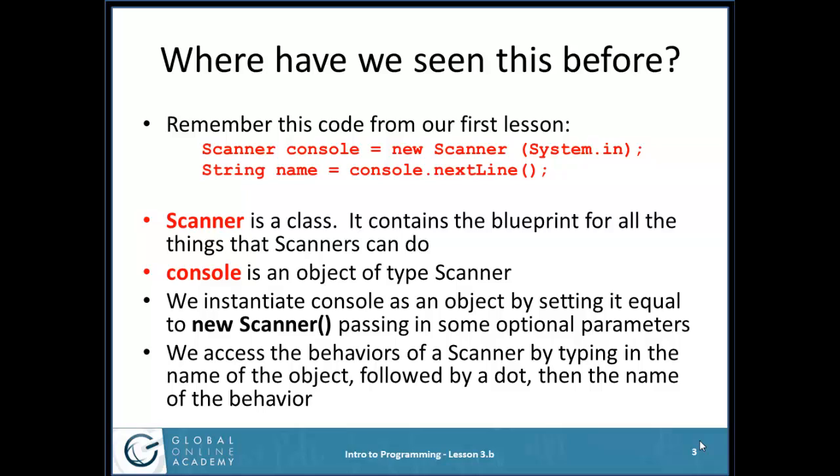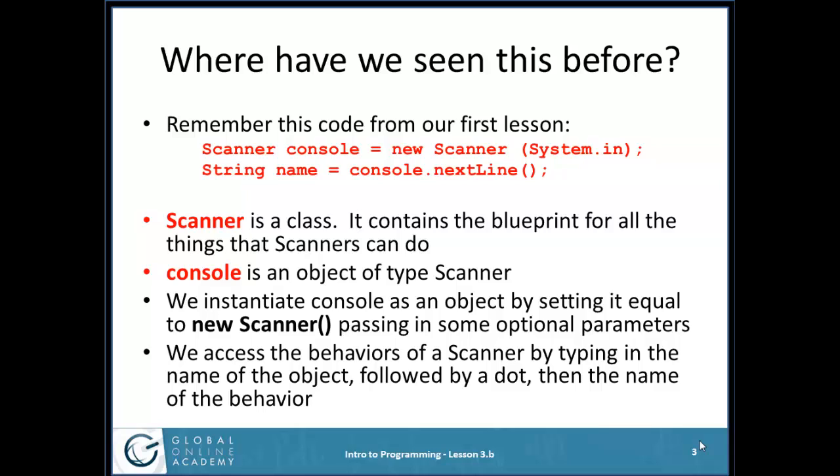Well, in this example, Scanner is a class. It contains the blueprint for all the things that scanners can do. It has things like nextLine in it. Anybody that is created as a Scanner has a function in it, a method called nextLine, that's going to read the next line of text. It's got quite a few other things in it, some of which you may have discovered in Lesson 1. So Scanner is a class. Console is an object of type Scanner.